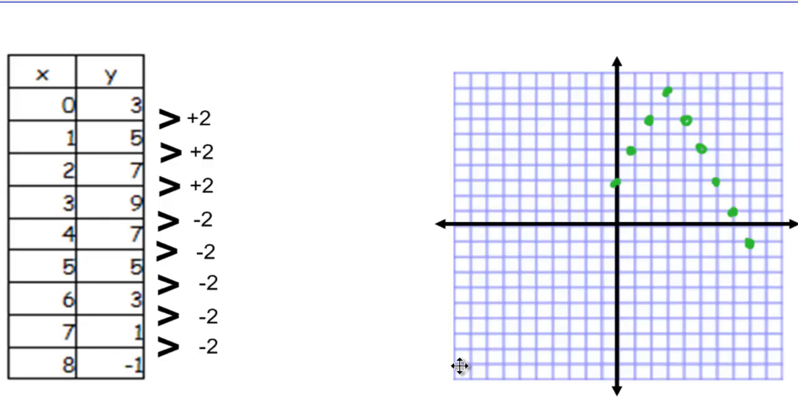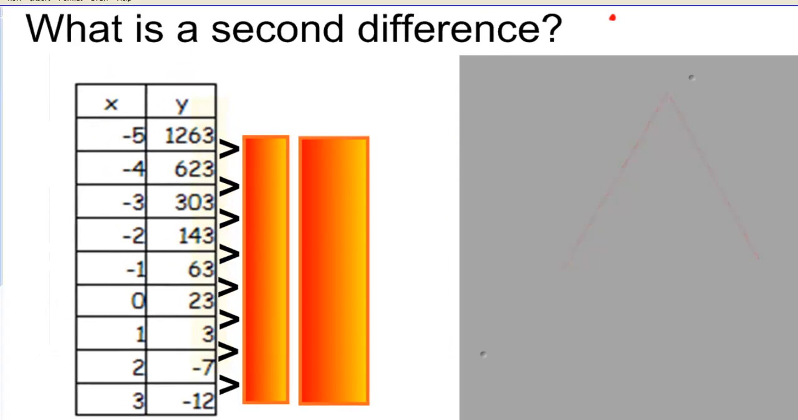If I would plot those points, (0, 3), (1, 5), (2, 7), (3, 9), (4, 7), (5, 5), and so on, then I would get a graph that looks like an absolute value. So absolute values have finite differences where the first difference is the same numerical digit, but at some point the rate of change changes sign.